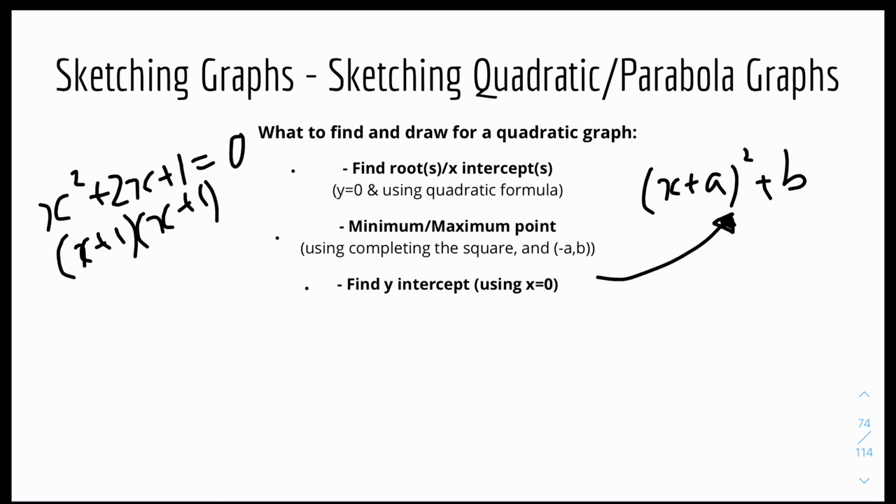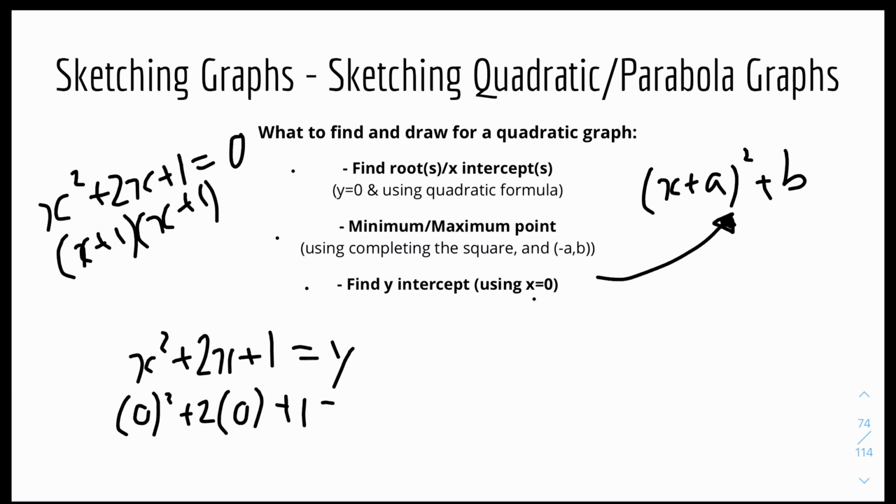As I said, when you have the equation x squared plus 2x plus 1 equals y, to find the y-intercept you have to set x equals 0. So x equals 0 will be 0 squared plus 2 times 0 plus 1 equals y. Therefore the y-intercept will be y equals 1.